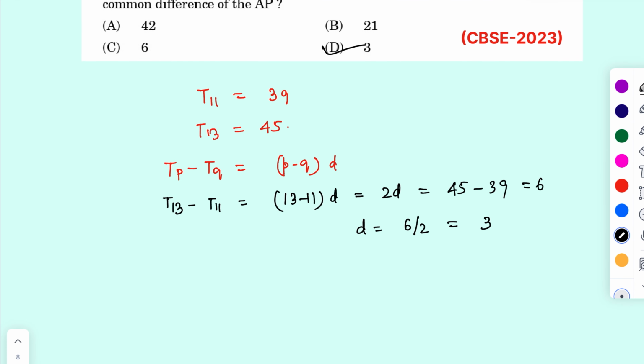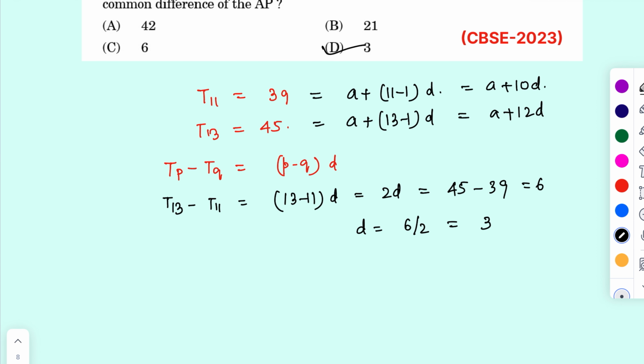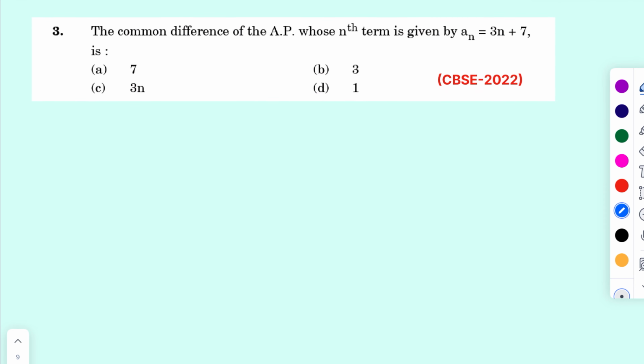Also, you can write the formula for Tn. T11 for that, we will write it as a plus 11 minus 1 into d, that is equal to a plus 10d. For T13, we will write a plus 13 minus 1 into d, that is a plus 12d. If we subtract these two equations, we will get 2d is equal to 45 minus 39, that is 6. From here also we will get d is equal to 3.